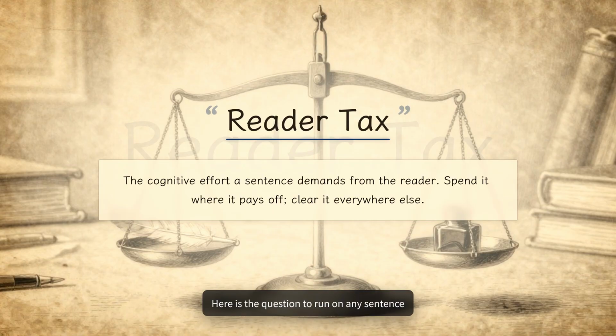Here is the question to run on any sentence or paragraph that feels close but not quite landed. What am I asking the reader to complete, and have I given them enough to complete it with? If the answer is yes, the tax is working exactly as intended. If the answer is no, you have charged the reader for nothing and walked away from the page before paying your half. Run that question line by line on a scene that feels flat, and the sentence collecting the tax will usually announce itself.